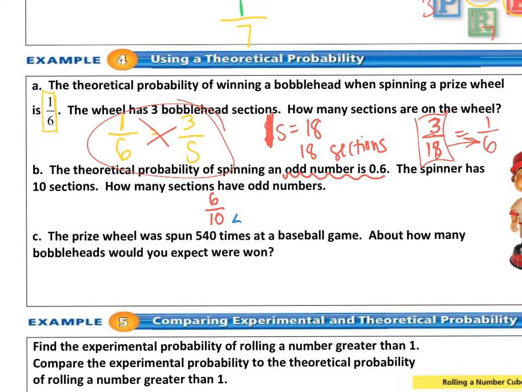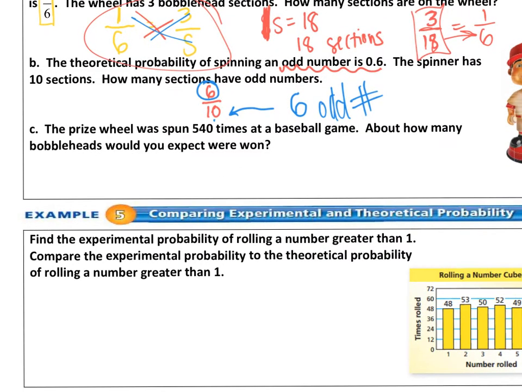You know that the total number of sections goes on the bottom, 10. How many sections have odd numbers, and we get 6 on the top. So we already had this simplified. We didn't have to do any unsimplifying like with cross products. So we just know that there are 6 odd numbers and 10 total sections.